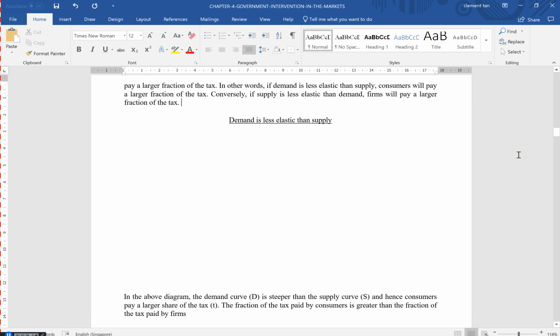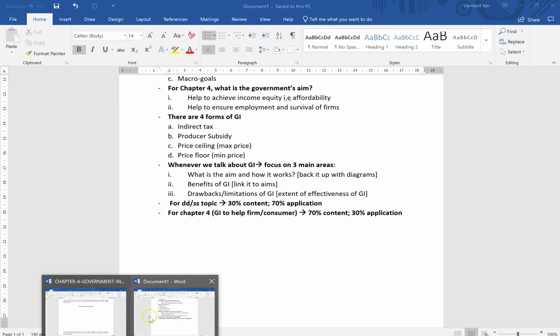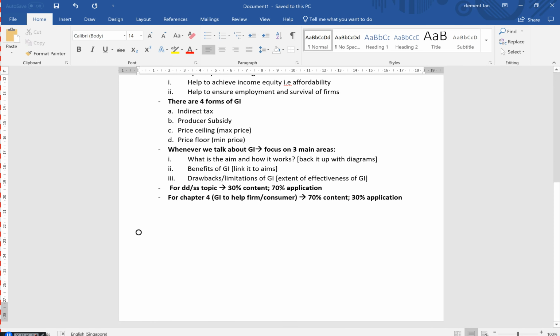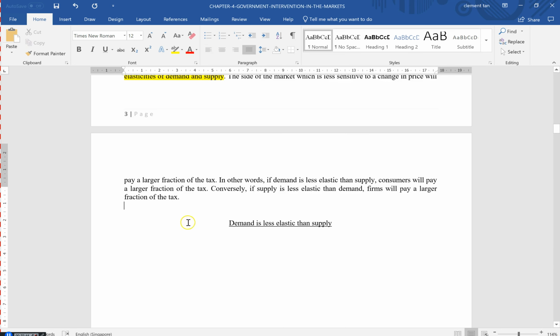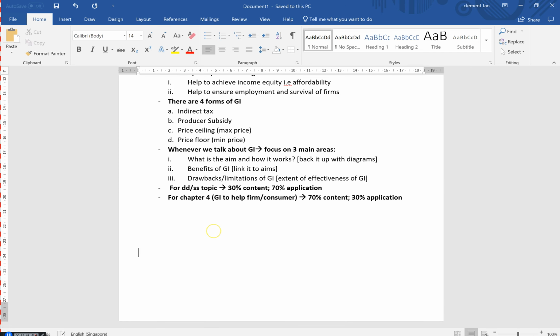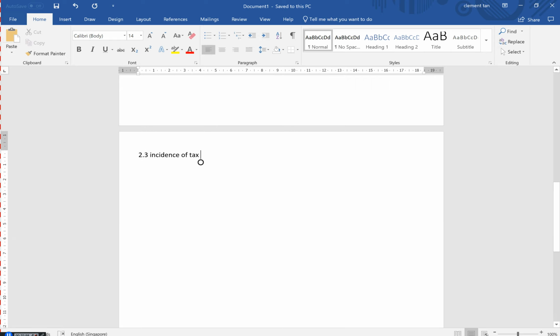I'm going to just put it here, it's easier. Just copy. 2.3. See, 2.3 or 4.3? 2.3. Incidence of tax.